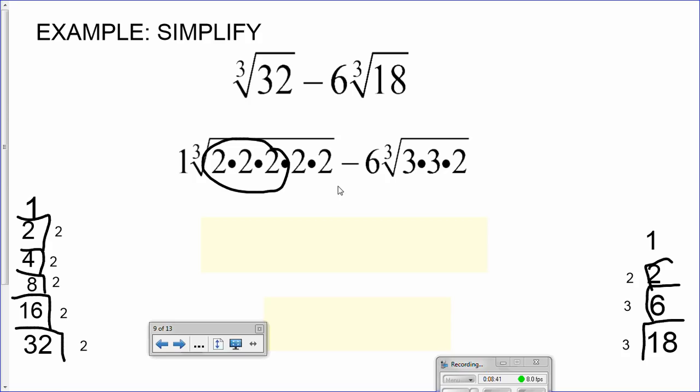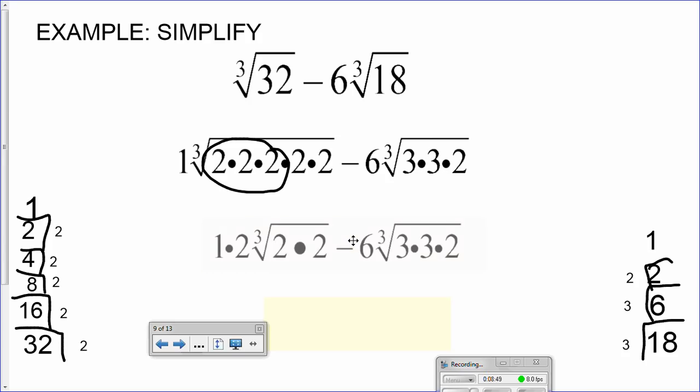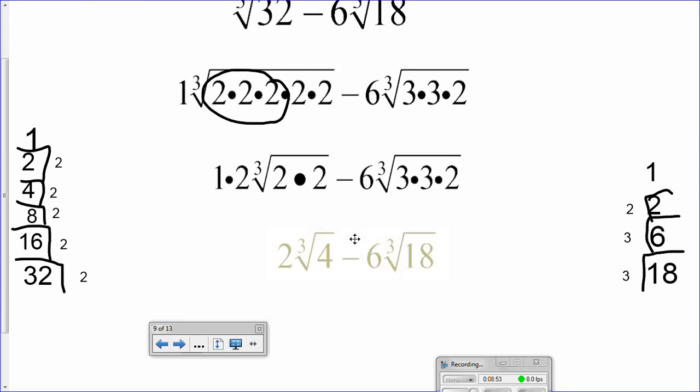I take out the triple, so the 2 that I'm taking out is going to be multiplied with the 1. And this one I don't have any triples, so I can't take anything out. So this is what I'm left with. Now I'm just going to go ahead and do this multiplication. I get 2 cube root of 4 minus 6 cube root of 18.